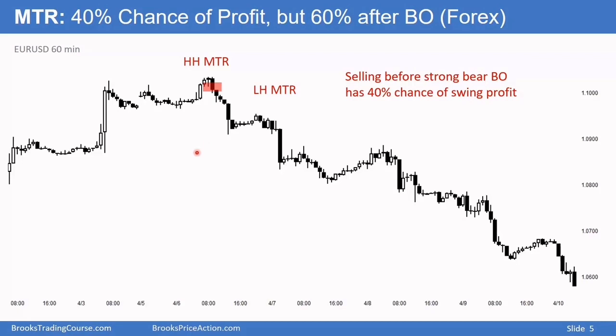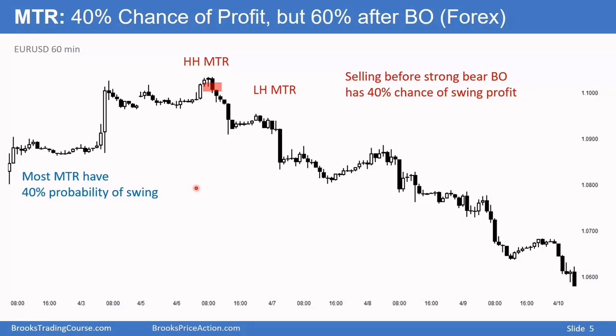Two legs down, a reward at least twice as big as the risk. However, your risk is small. If you get a swing profit 40% of the time, it's a profitable strategy to take shorts like that. Most major trend reversals have only a 40% chance of a swing trade. The other 60%, small wins, small losses that offset one another.